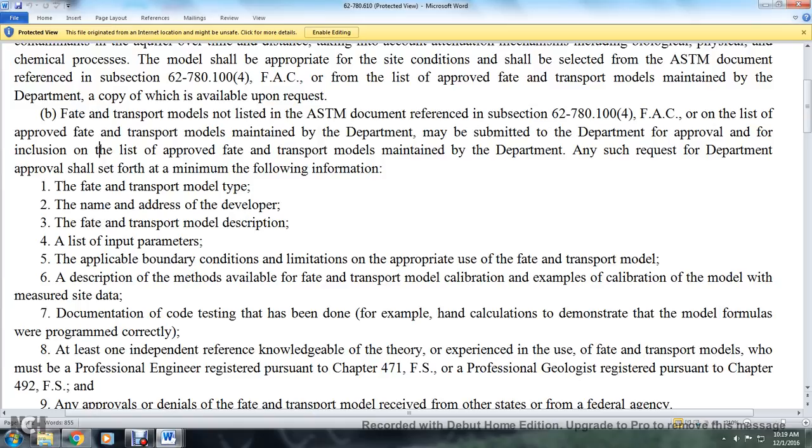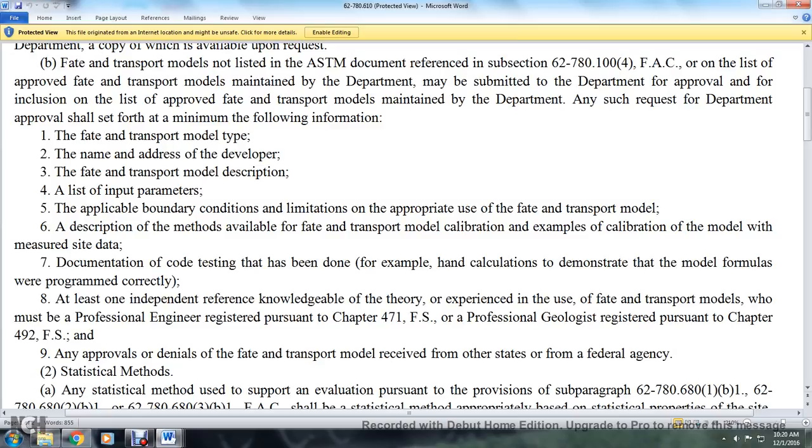documentation of code testing that has been done, for example, hand calculations demonstrating the model formulas were programmed correctly; and at least one independent reference knowledgeable in the area and experienced in the use of the fate and transport model, where the reviewer must be a professional engineer registered pursuant to Chapter 471, or a professional geologist registered pursuant to Chapter 492.